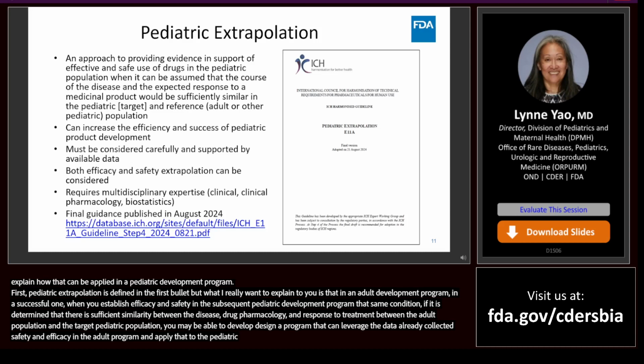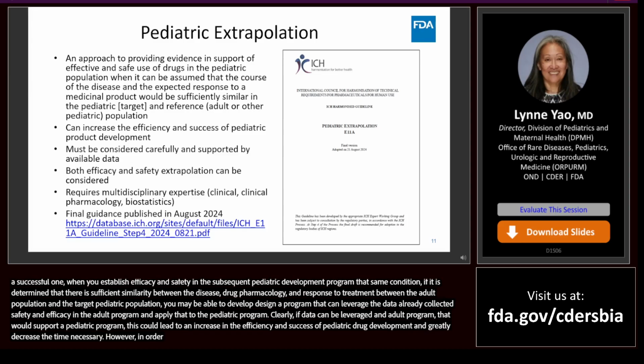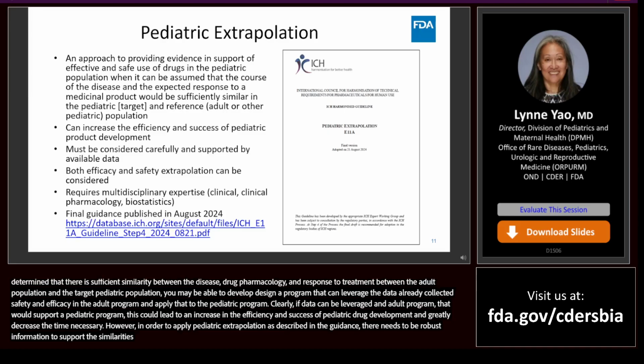Clearly, if data can be leveraged from an adult program to support a pediatric program, this could lead to an increase in the efficiency and success of pediatric drug development and greatly decrease the time necessary. However, in order to apply pediatric extrapolation, as described in the guidance, there needs to be robust information to support the similarities between the adult and pediatric populations. And importantly, any differences that may affect the degree to which pediatric extrapolation approaches can be applied.